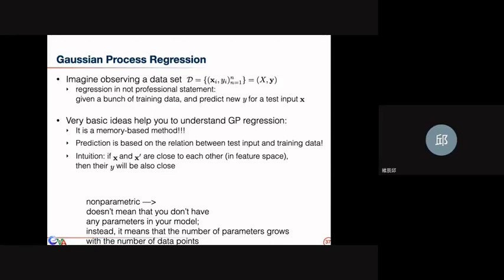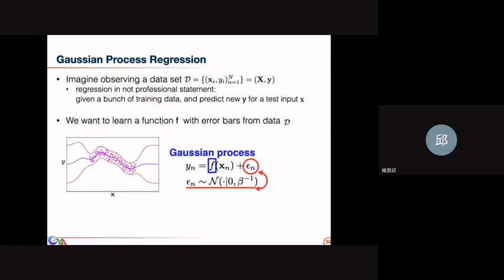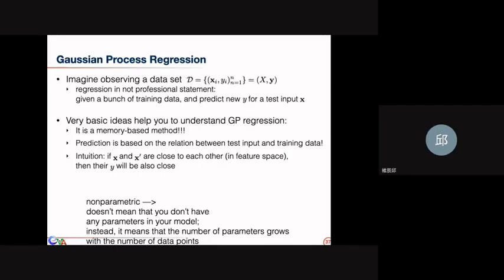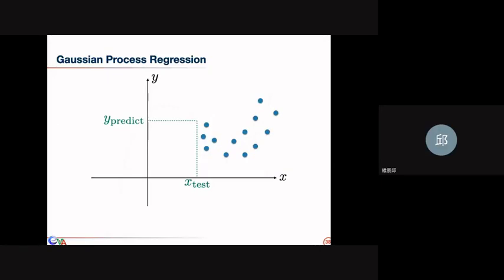Once I have more data points in my training set, that means you are using more relations between the data points to define your regression model. So the number of parameters grows with the number of data points, because if you have more data points in your training data set, it provides you more information to define your regression.